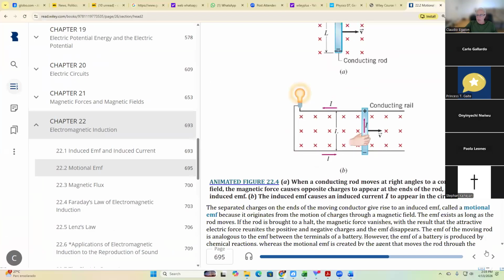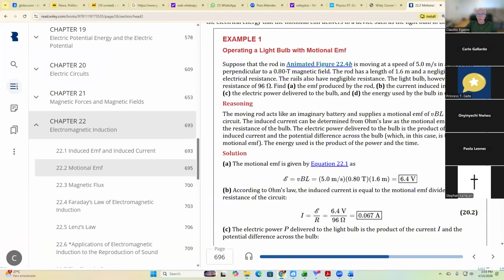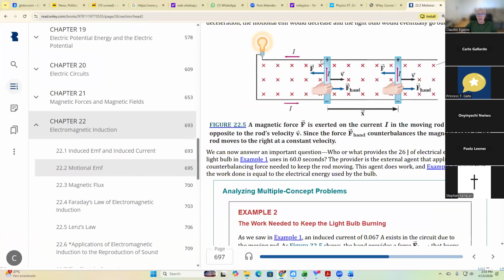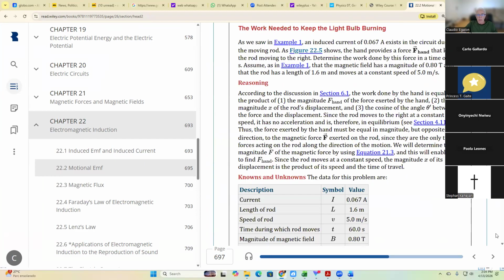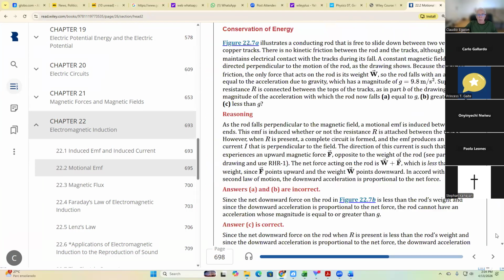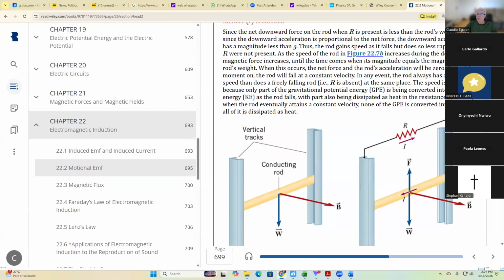Let's see if we have another example here. Here you go. Here's the same thing that we worked on, that I showed to you. And we can do some mathematical examples. Let's do some mathematical examples, okay?